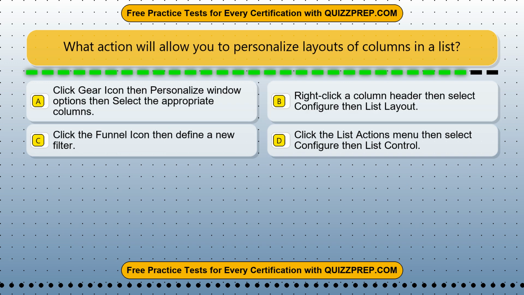Question 60. What action will allow you to personalize layouts of columns in a list? Option A, click gear icon then personalize window options then select the appropriate columns. Option B, right-click a column header then select configure then list layout. Option C, click the funnel icon then define a new filter. Option D, click the list actions menu then select configure then list control.